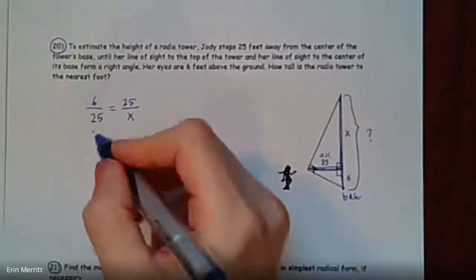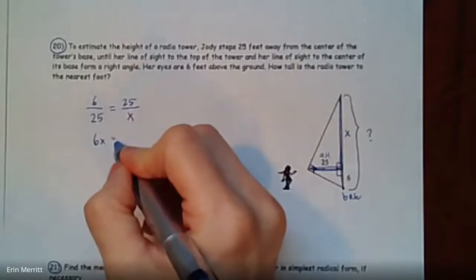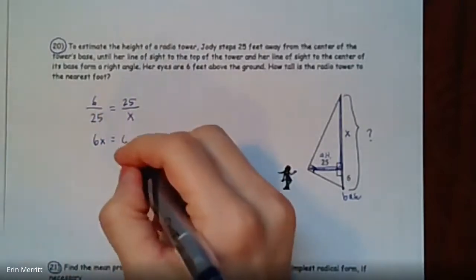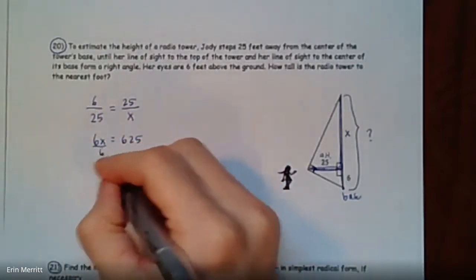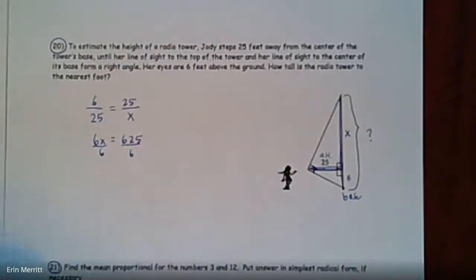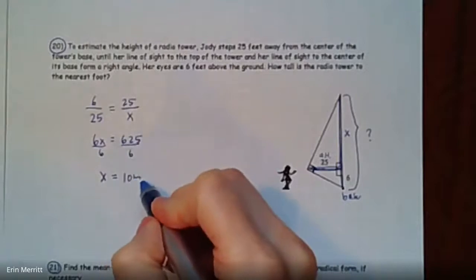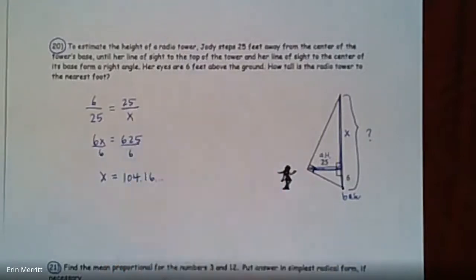All right, let's calculate that. Cross multiply, we get 6x equals 25 times 25, which I believe is 625. I'm trying to double check over here. Yep, 625. And then divide by 6. All right, so that comes out as 104.16, and it keeps on going.